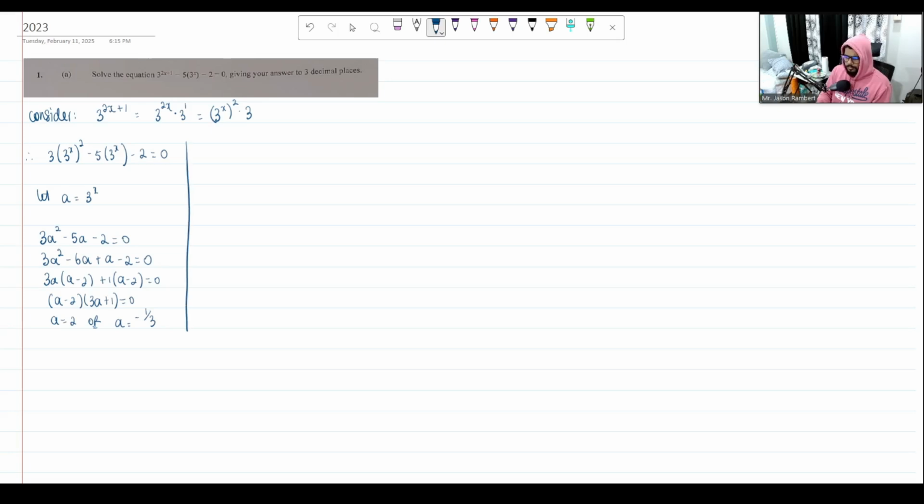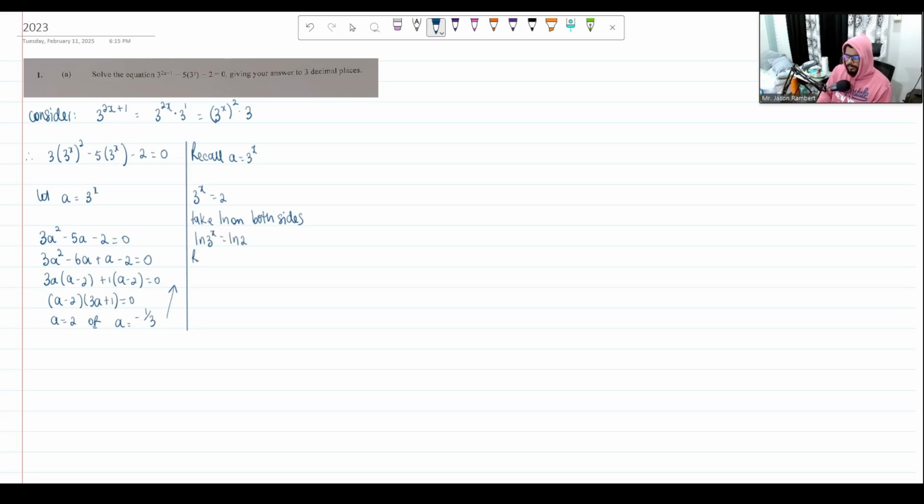From here, go upstairs, I'm going to say recall a is 3 to the x. So I'm going to get 3 to the x is equal to 2. Can't change, so I'll take ln on both sides. And all you know me, I like ln already. ln 3 to the x is equal to ln 2.